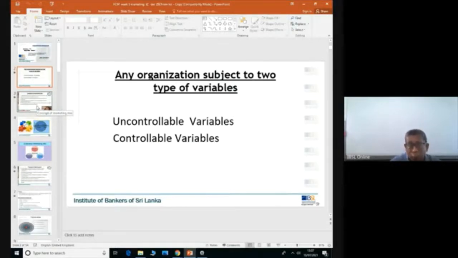controllable variables. Now, controllable variables we call what? Marketing mix variables. So what banks, or any organization for that matter, are trying to do is make use of these marketing mix variables to adjust to the changing needs of the uncontrollable variables. That's important, right? So controllable variables like marketing mix variables are used to control the uncontrollables, right?